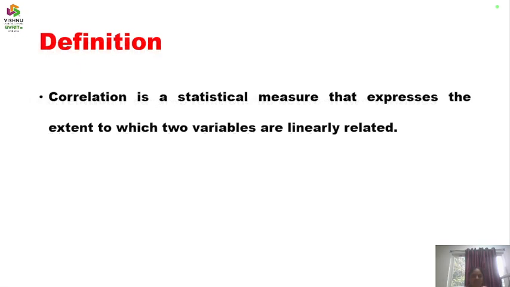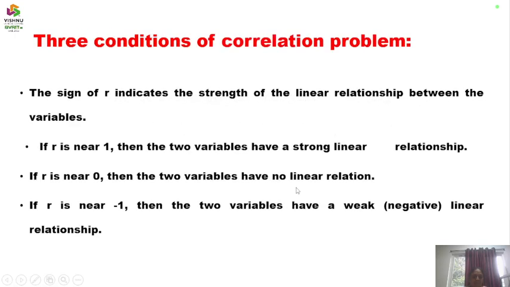Now come to the exact definition. Correlation is a statistical measure that explores the extent to which two variables are linearly related. Come to the three conditions of the correlation problem. Here R will be there; we call it the correlation coefficient, which is the strength of the linear shape between the two variables. If it is near 1, it is a strong correlation, and 0 is no correlation between the two variables. If R is very near to -1, then it is a negative correlation.